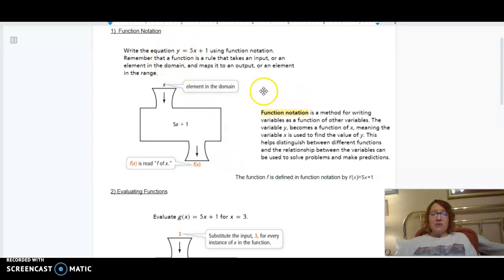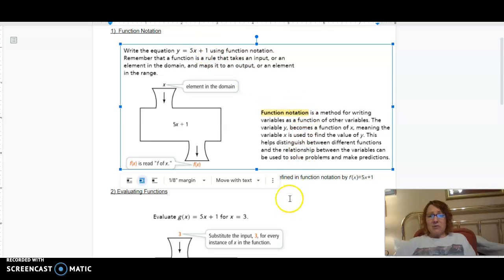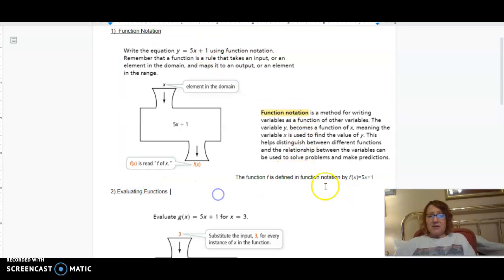Okay, so it says write the equation y equals 5x plus 1 in function notation. This is something we're going to be using this week, a function machine where something goes in, you do something to it, and then something goes out. So for function notation, instead of saying y equals, like up here you see the y equals, we're going to do f of x equals. Instead of using y, we're going to say f of x, and that means the function of x equals 5x plus 1.